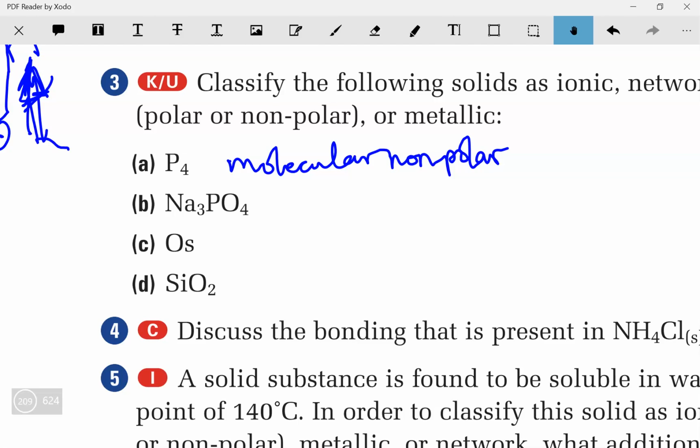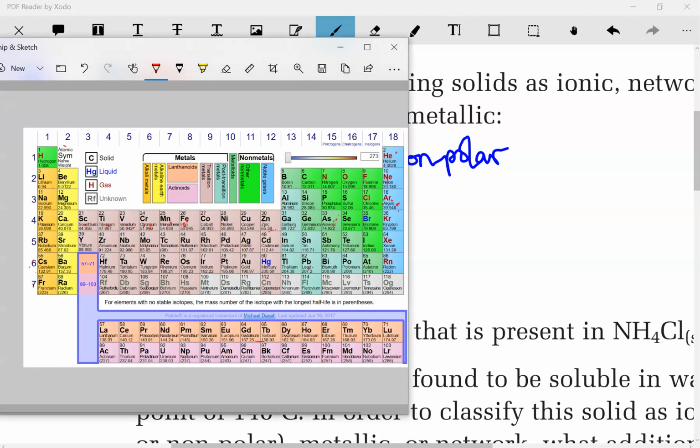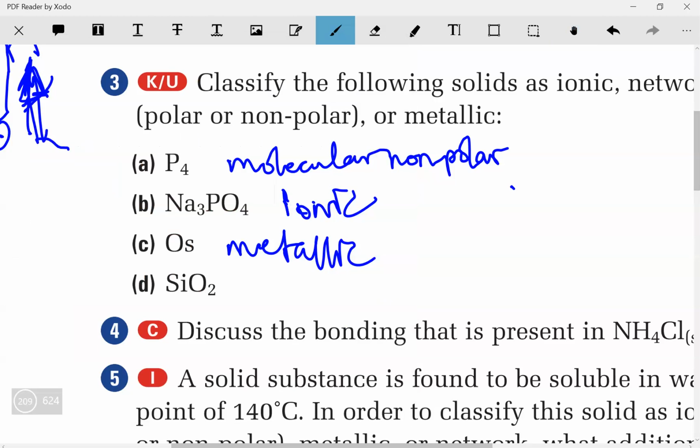Okay. Na3PO4 is ionic. It's formed between Na plus ions and PO4 3 minus ions. Osmium, just based on the look of it, I'm assuming this is a metal, even though I don't really know where it is on the periodic table. Let's check. Yep, it's smack in the middle of the D block, transition metal. Metallic bonds, definitely. This is a network covalent solid, silicon dioxide.